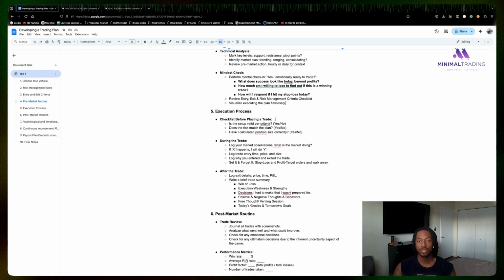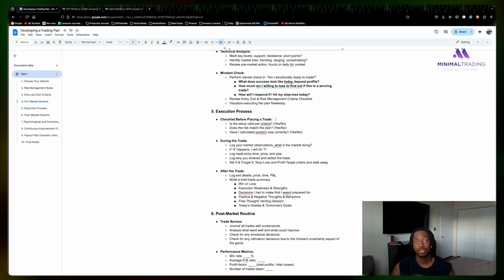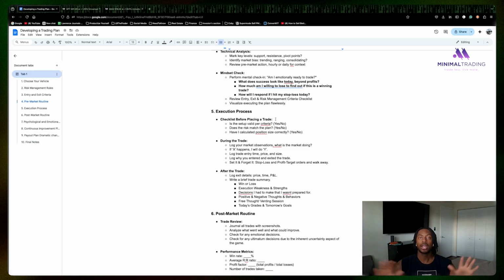Log your trade entry time, price, and size, and why you entered and exited a trade. And then do a set it and forget it trade. Set your stop loss order, set your profit target order, and let it go. Do not interrupt it. Take a step back, create physical space between you and your desk. Go for a walk, take out the trash, brush your teeth, do something, but do not interrupt it.